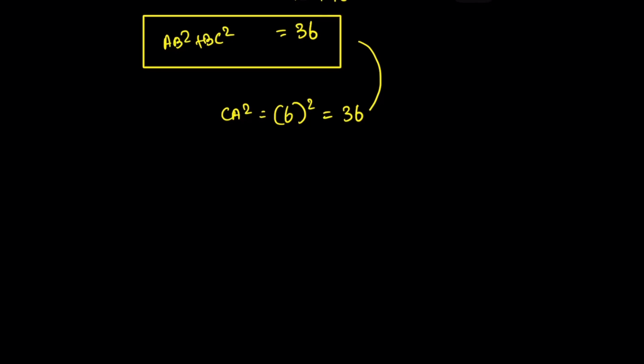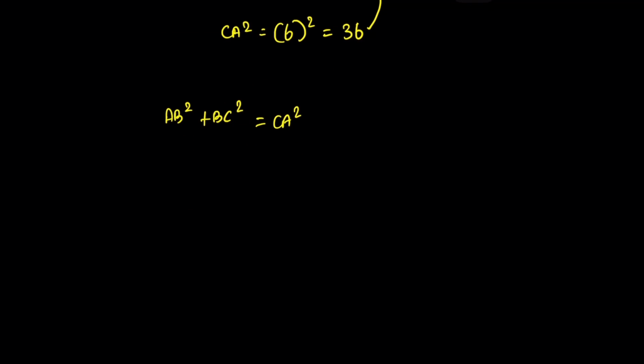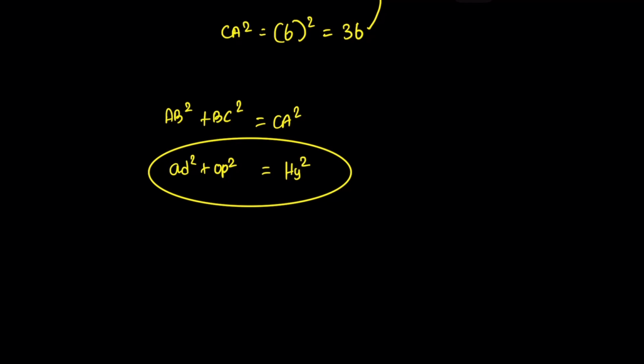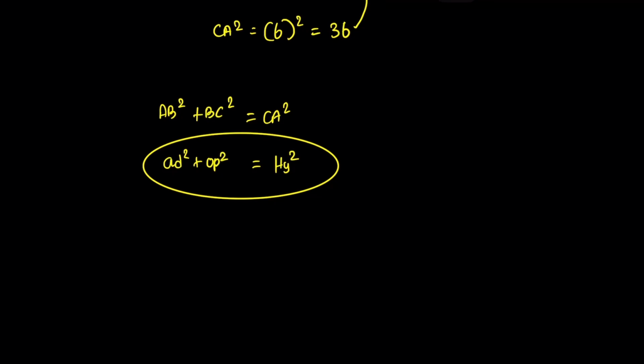Using this relation, AB square plus BC square is equal to CA square. So it's similar to adjacent square plus opposite square is equal to hypotenuse square. So now the Pythagoras theorem is satisfied. So the given three vertices A, B, C create a right angle triangle.